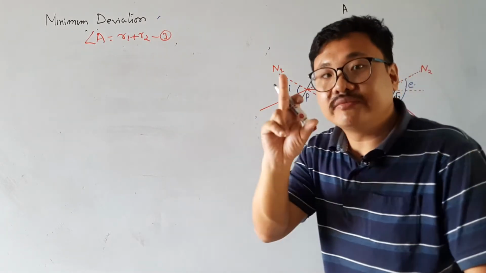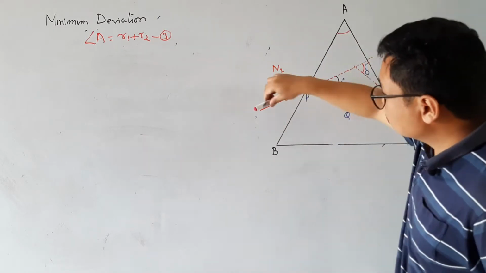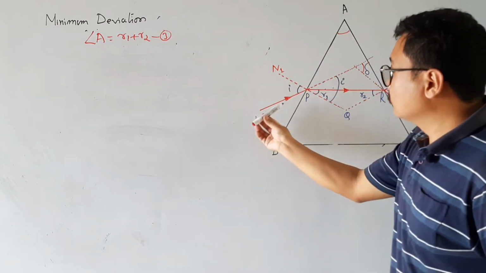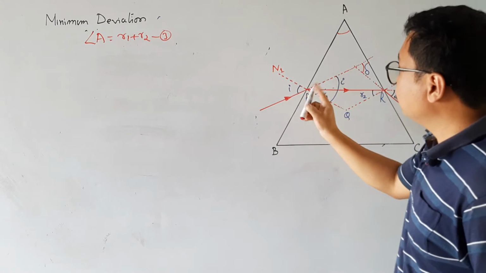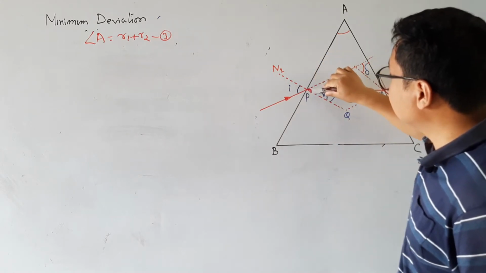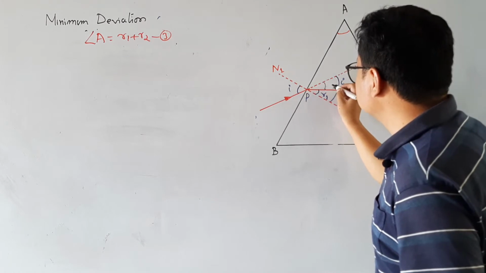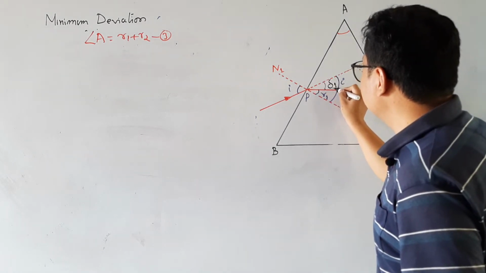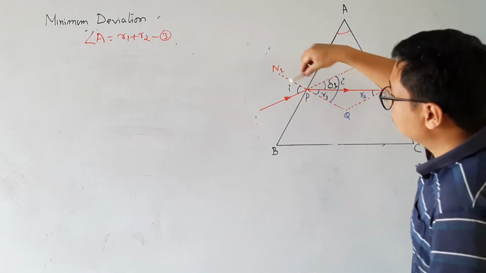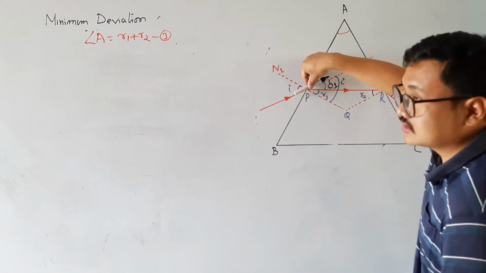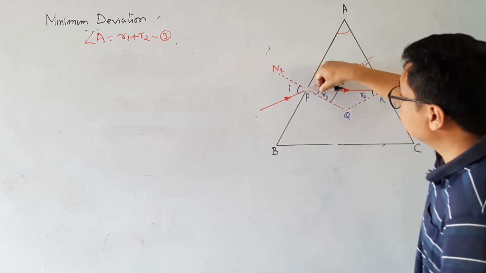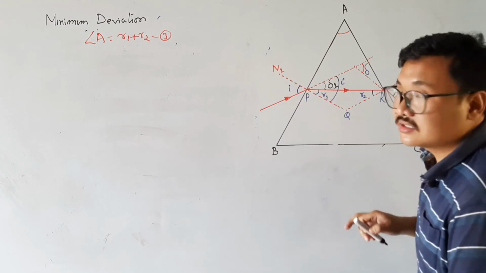So there are two deviations. First, it was going like this, and because of this prism, it deviated like this. So I am writing here a small angle, this is delta 1. Why am I writing delta 1? Because this was going in this fashion, and because of the glass prism, it deviated. So this is the deviation delta 1.